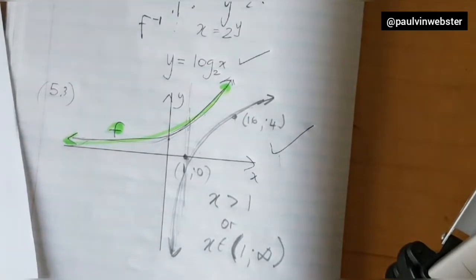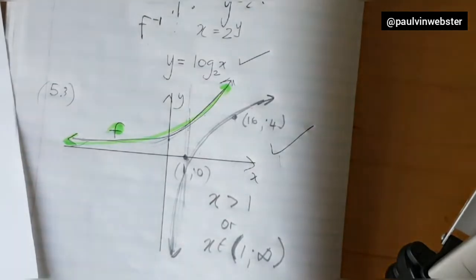Which paper are you currently doing? 2019 November, maths paper 1. Maths paper 1. The C is DBE.